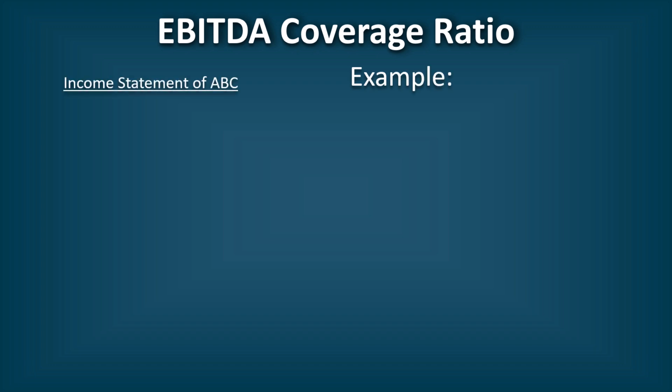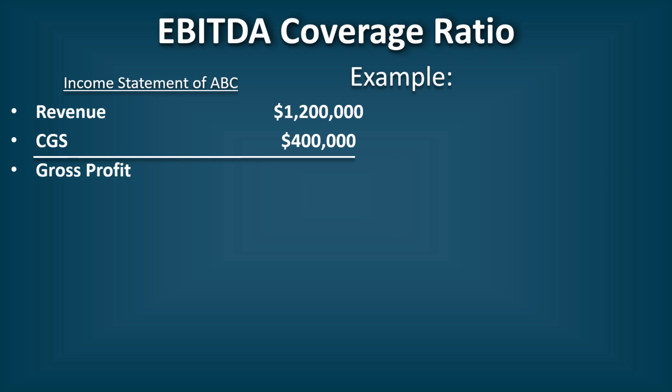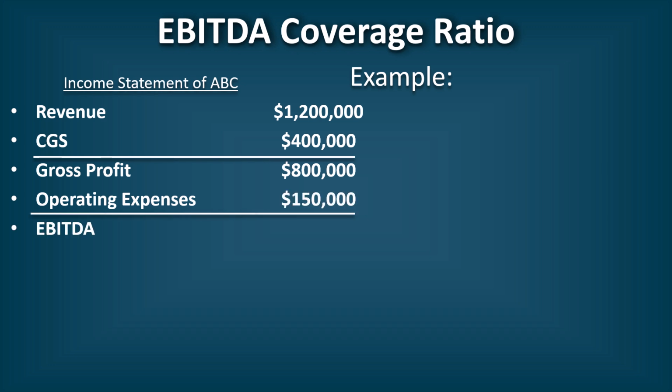Suppose we have the following income statement for a company called ABC for the year. Revenue equals $1,200,000. Cost of goods sold equals $400,000. So gross profit equals $1,200,000 minus $400,000 equals $800,000. Then operating expenses are $150,000. So EBITDA equals gross profit $800,000 minus operating expenses $150,000 equals $650,000.